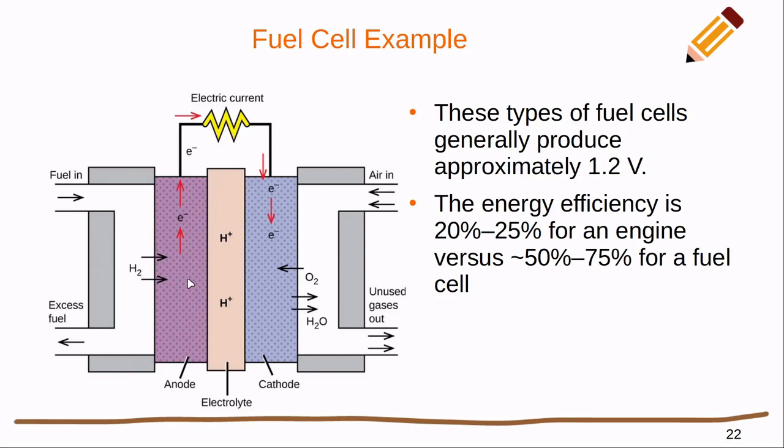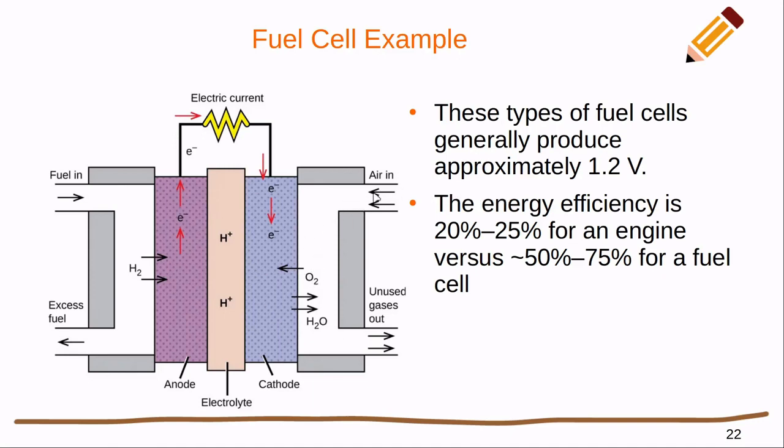And it's going to go in here and give up its electrons, at which point it's going to be a proton. That proton is going to go into this electrolyte here, that's separating our anode and our cathode. It's going to travel across that electrolyte, come over to here, and it's going to interact with this oxygen.